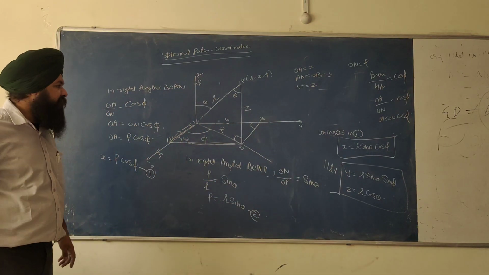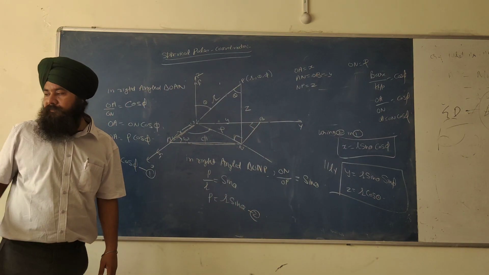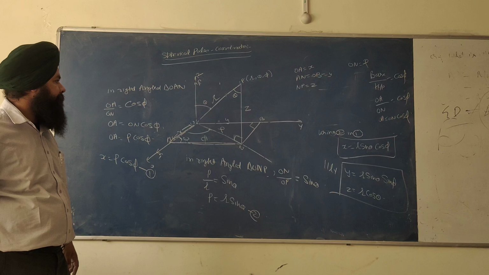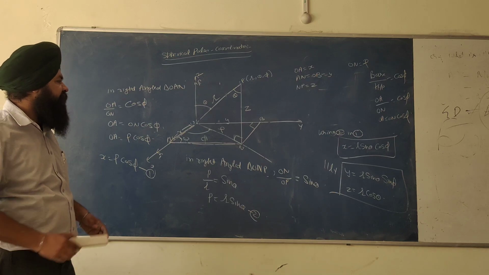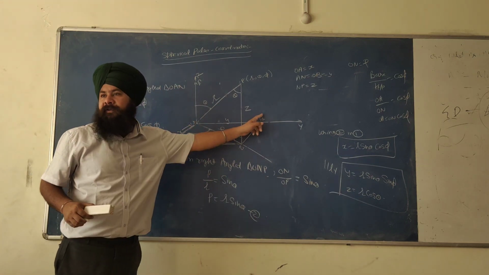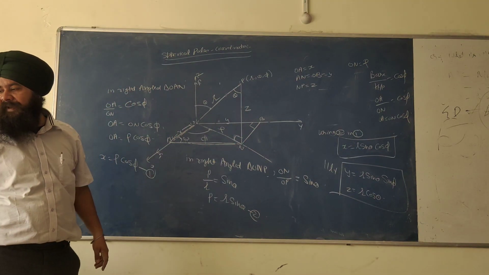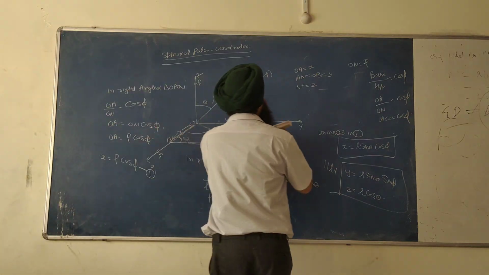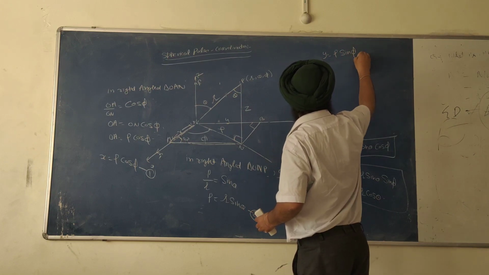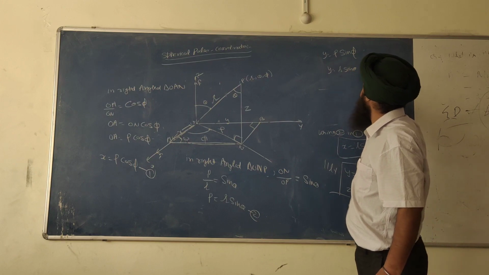See, y is equal to rho sin phi. In the right angle triangle ONB, for y you have to take the triangle ONB. From there you can define y is equal to rho sin phi. What is rho? r sin theta. So y is equal to r sin theta sin phi.